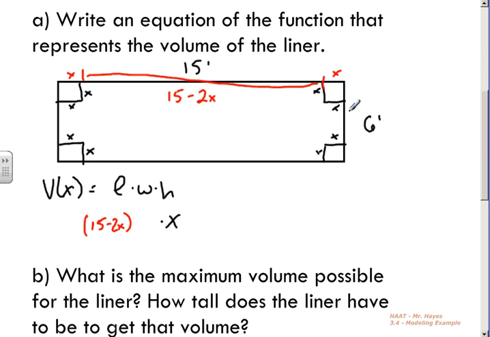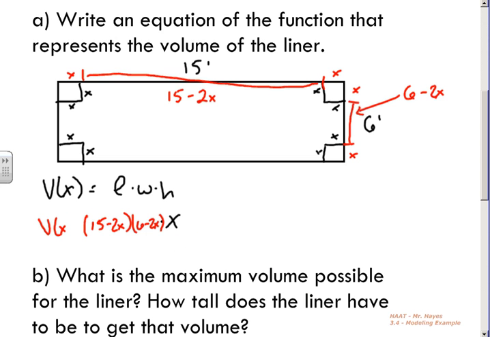The same thing holds true for the width. I'm looking for this distance from here to here. This is x, so I've got 6 feet minus 2x. That's going to be your width. And as I said, the height is going to be x, because when this gets folded up, that's how tall it is. So that's your volume function.